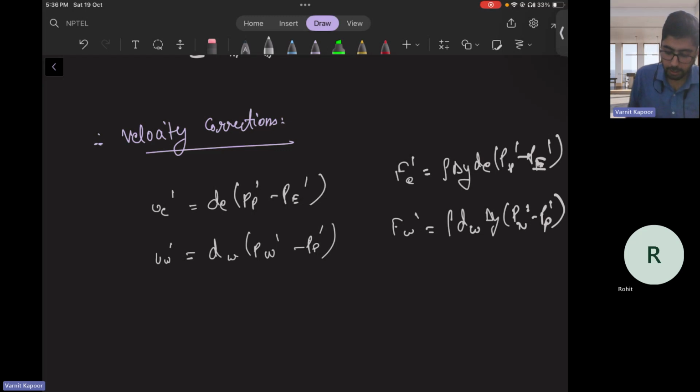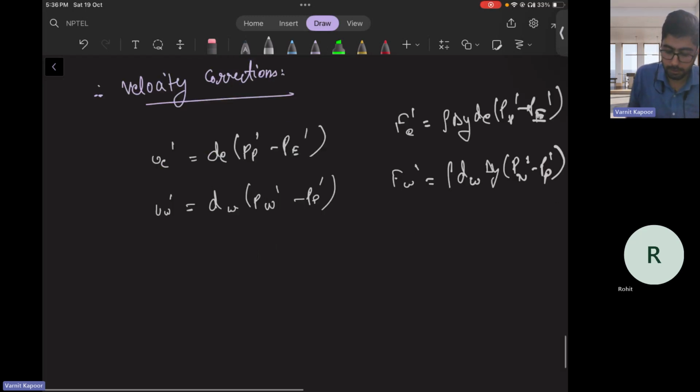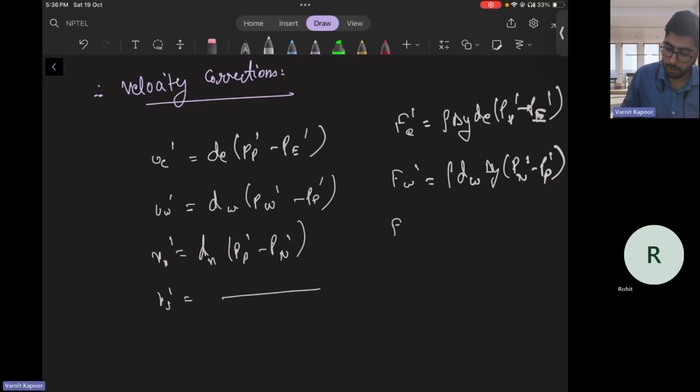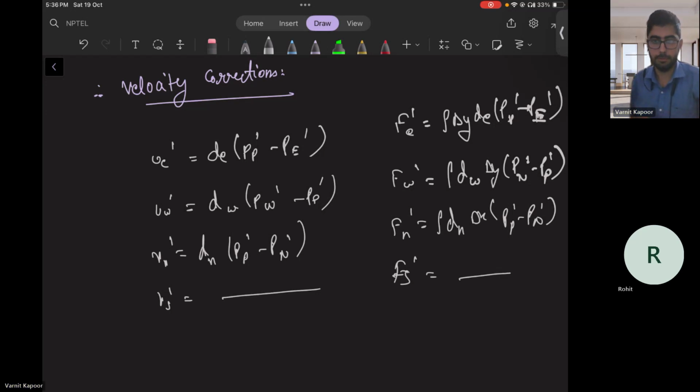Similarly, you can write for the north and south face as well. So V north prime will be D north into PP prime minus Pn prime, and V south prime you can also write. And Fn prime will be rho dN del X into PP prime minus Pn prime, and Fs prime you can also write.